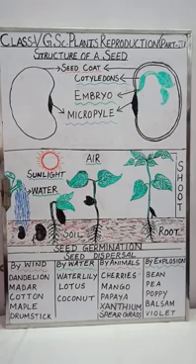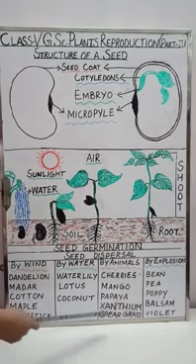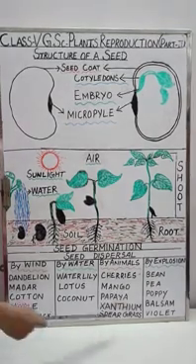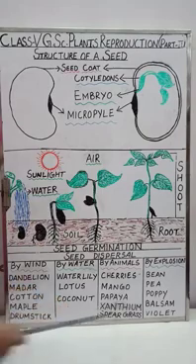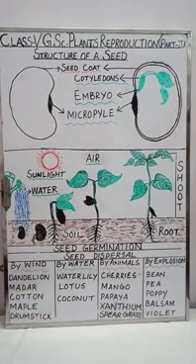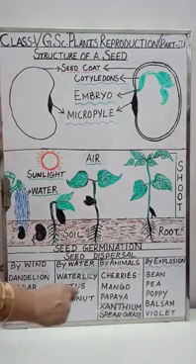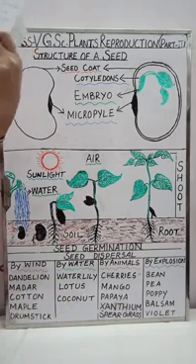Some seeds have hooks, spines or thorns which get attached to the fur of animals, feathers of birds, even to our clothing. Eventually they get dispersed in different places. Here you see the example, Gentian has hooks and speargrass has spines. This is all about seed dispersal by animals.